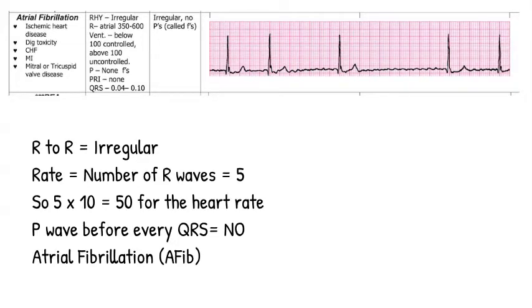So we have an irregular rhythm with no P wave. We have a rate of 50. So our rhythm is now interpreted as atrial fib or atrial fibrillation.